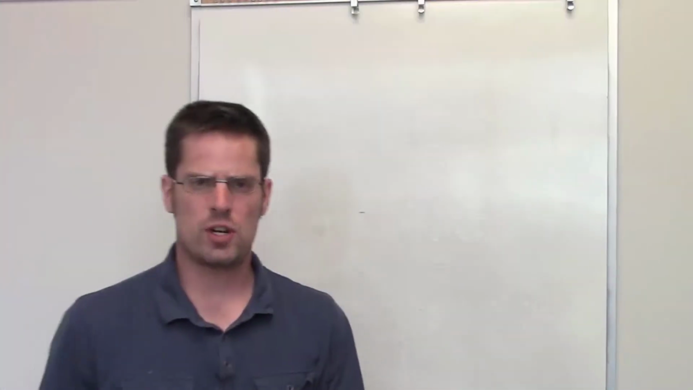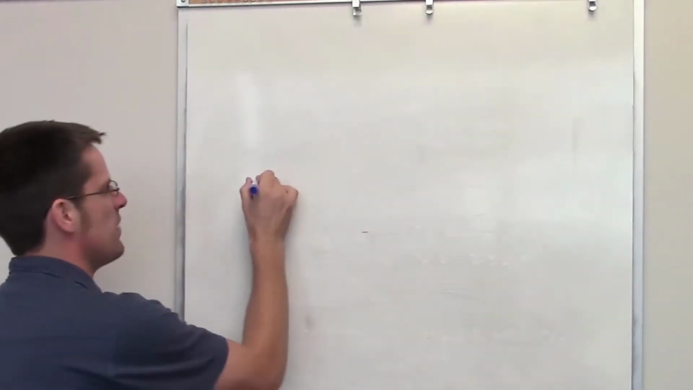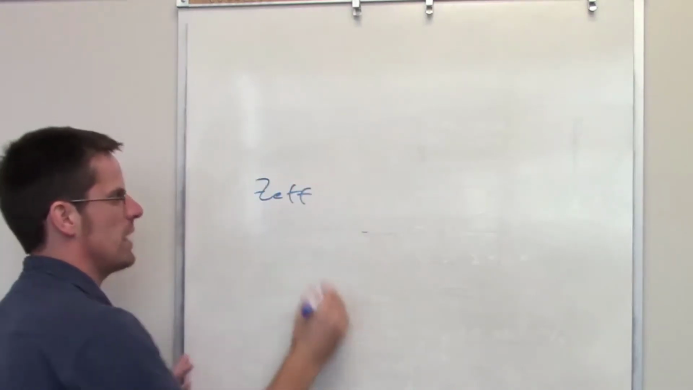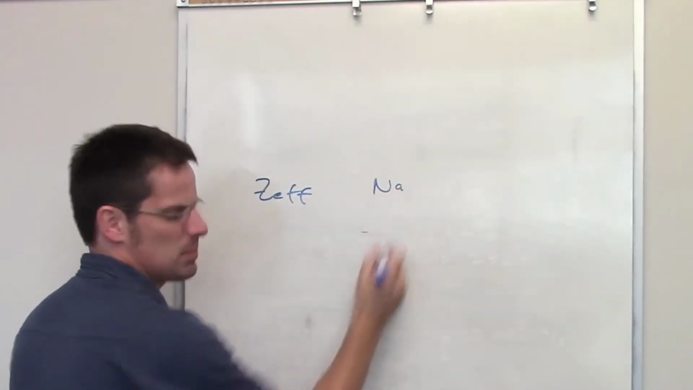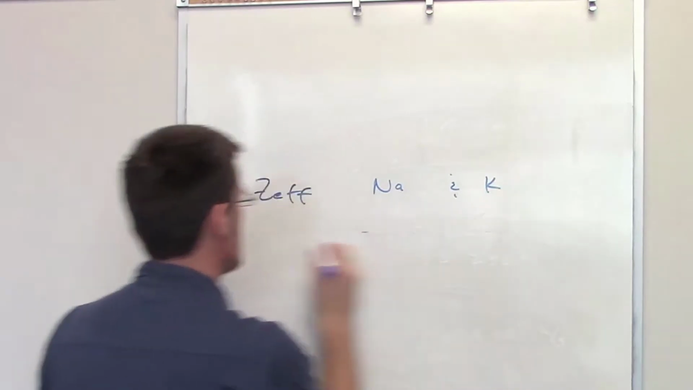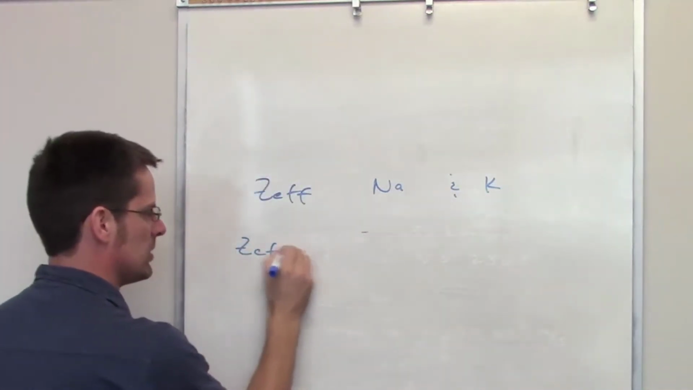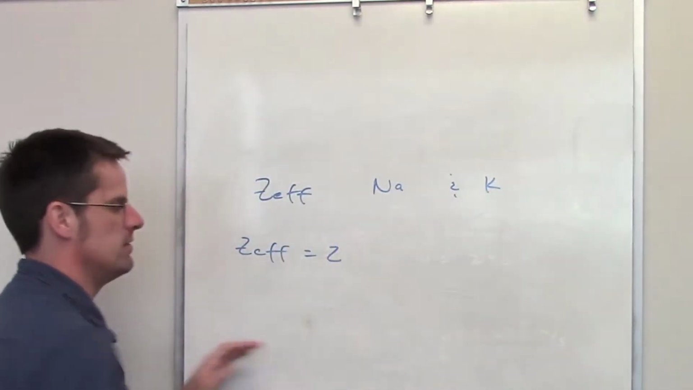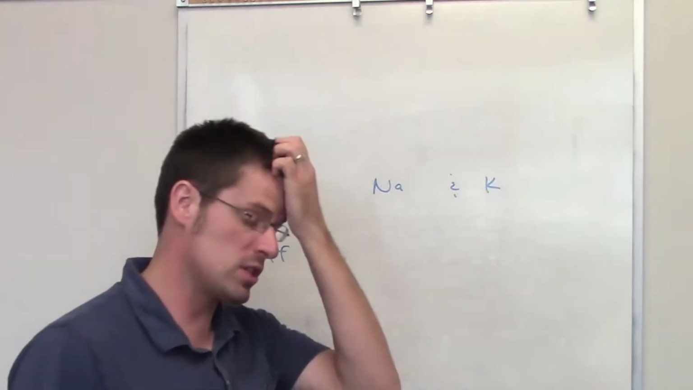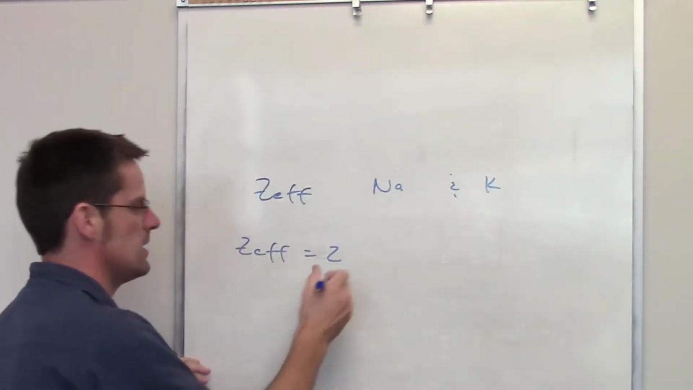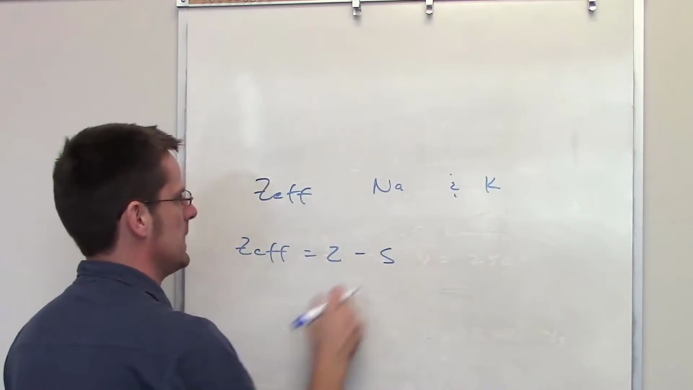So this first question asks us to determine the Z effective for two different elements. One of them is sodium and the other is potassium. We have to remember that Z effective is equal to Z, which is the number of protons in the nucleus, minus S, which is the screening constant.